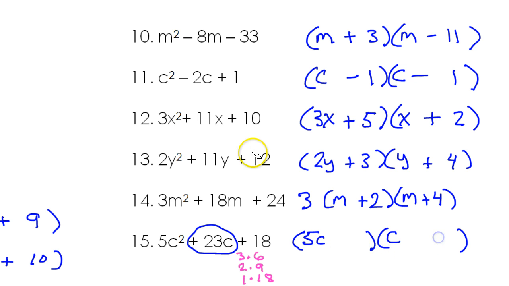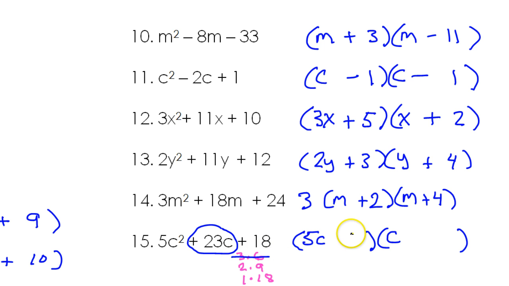Alright, so that means the 3 times 6 option is not working. So let's try switching it around before we give up completely. So let's try 6 times 3. Inner plus outer equals middle. So inner, I have 6c, and outer, I have 15c. If I add those up, I get 21. So that doesn't work. I need 23. So that means the 3 times 6 option did not work.